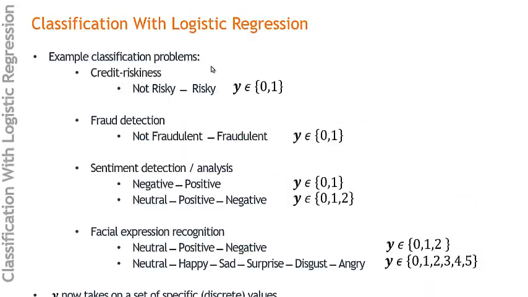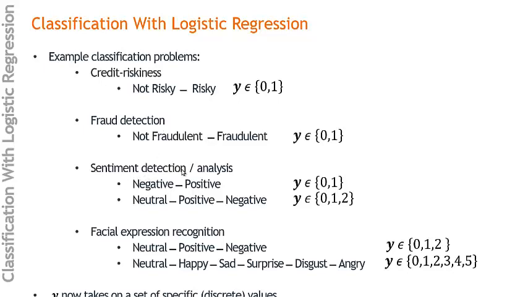Here are some example classification problems. Credit riskiness. Someone wants a credit card. You want to know whether or not they're too risky to offer credit to. So you need to make a decision whether or not to offer credit to them. Fraud detection. Someone makes a transaction, a financial transaction. It looks suspicious. You need to decide whether or not this is fraudulent or not fraudulent.